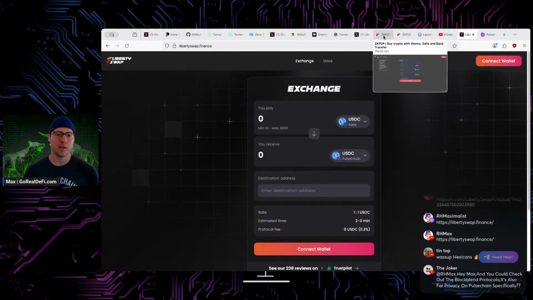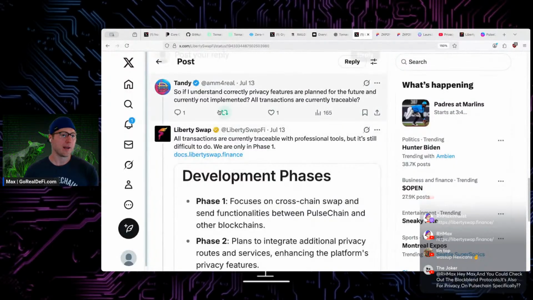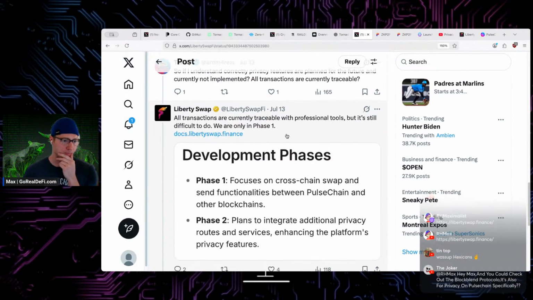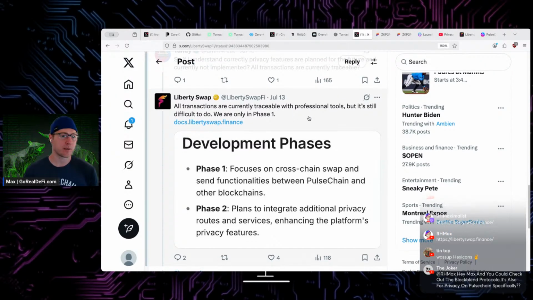So anyways, let me finish this thread. Great question here from Tandy on this thread as well. If I understand correctly, privacy features are planned for the future and currently not implemented. All transactions are currently traceable. Response from Liberty Swap: all transactions are currently traceable with professional tools, but it's still difficult to do, and it's only phase one.